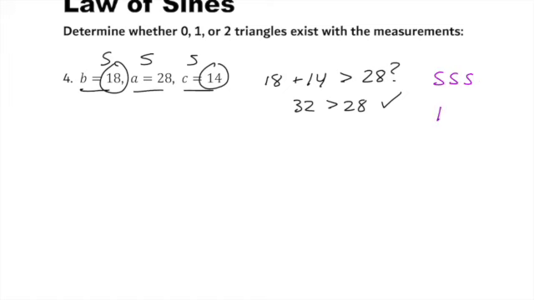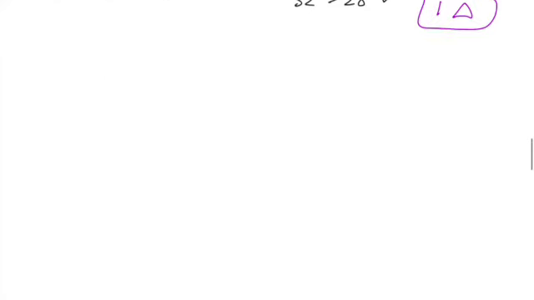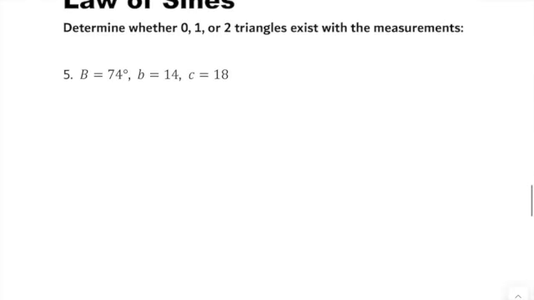That means we have 1 triangle possible. It is possible to make 1 triangle with these 3 sides and 1 triangle only. That's it. So that was all just basic geometry. Didn't really use any real trigonometry here. But now let's look at these here. We are given angle B and 2 sides.